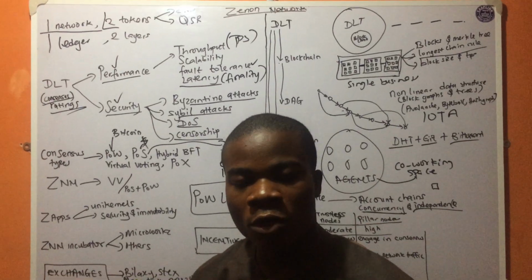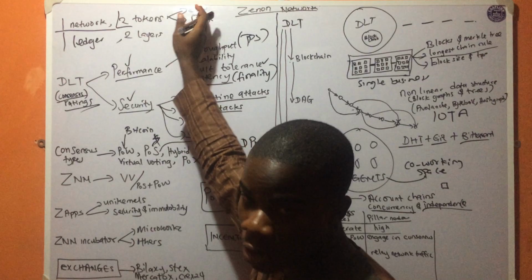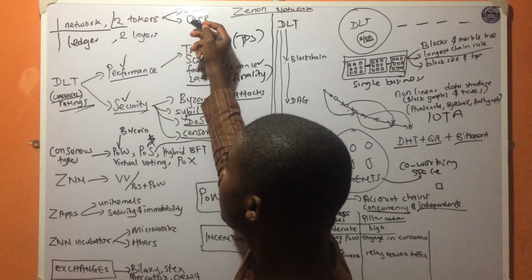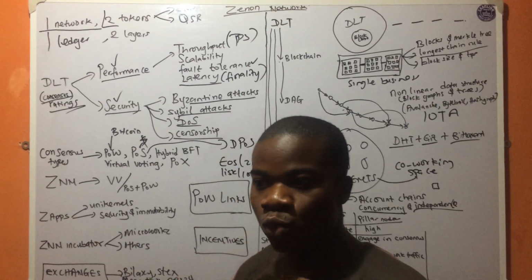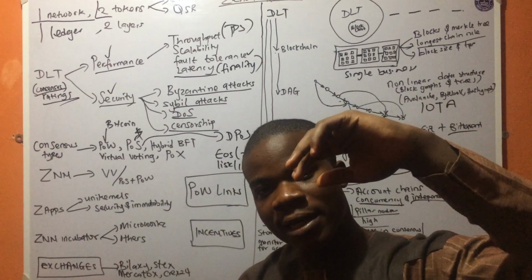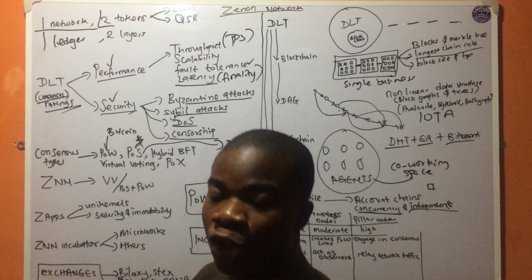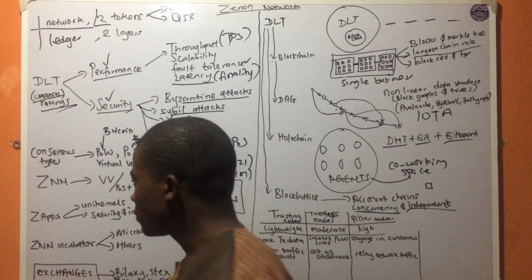A first and quick overview of Zenon Network is that it's one network that has two tokens, the ZNN token and the QSR token. The next thing is that it's a system that has two layers. One of the layers is called the storage layer, that you can use to store transactional data, and the next layer has to do with consensus itself.